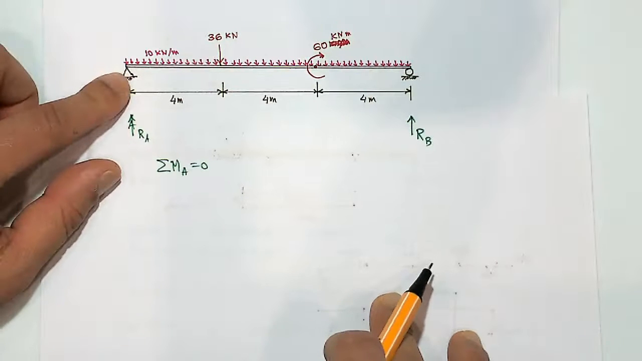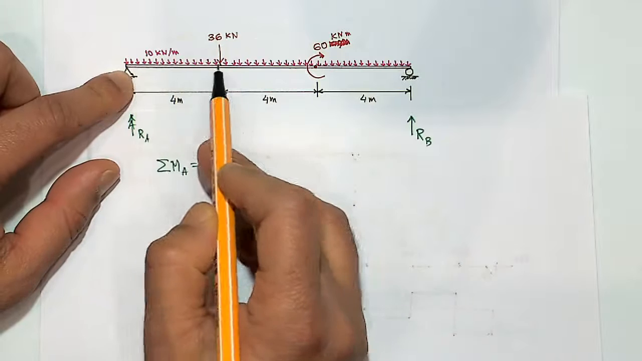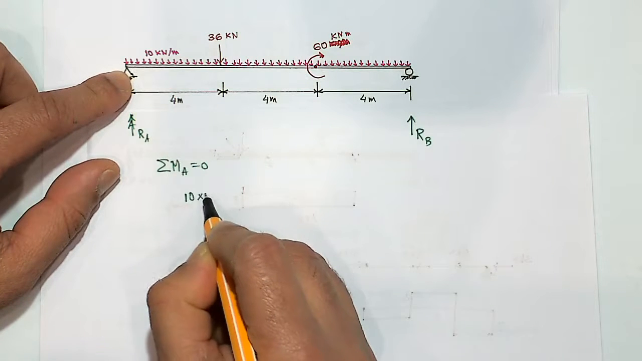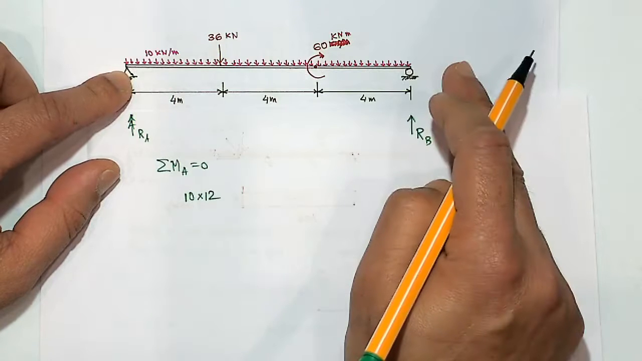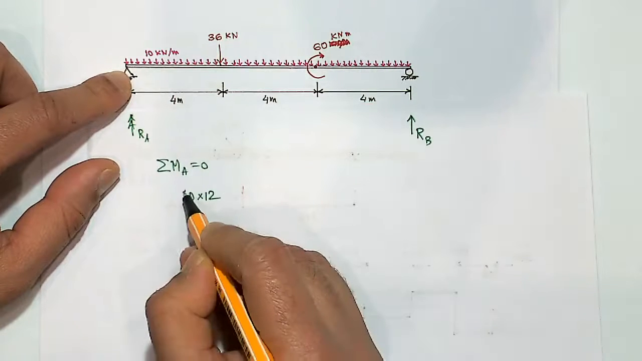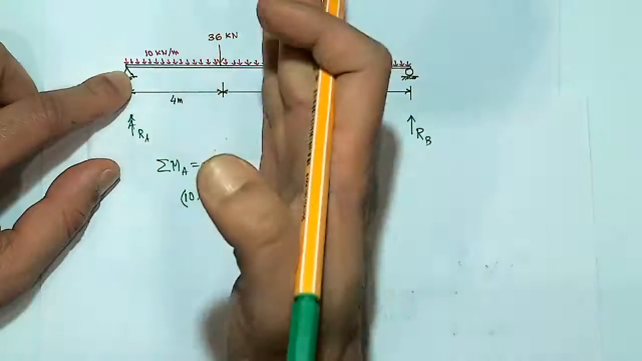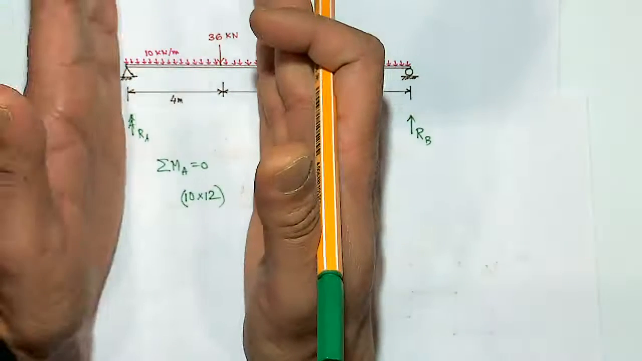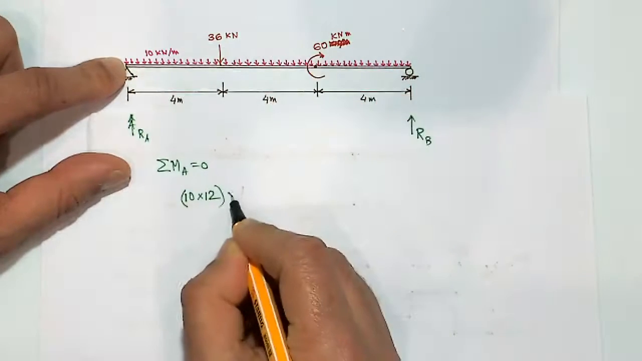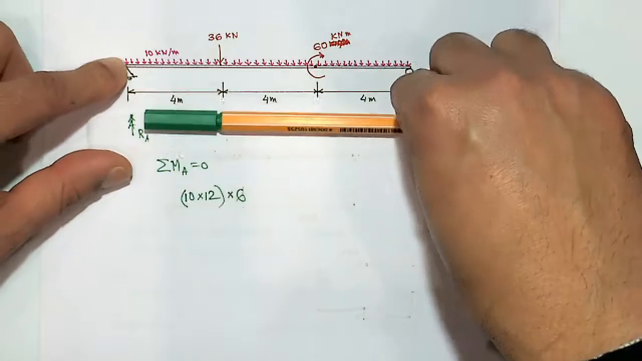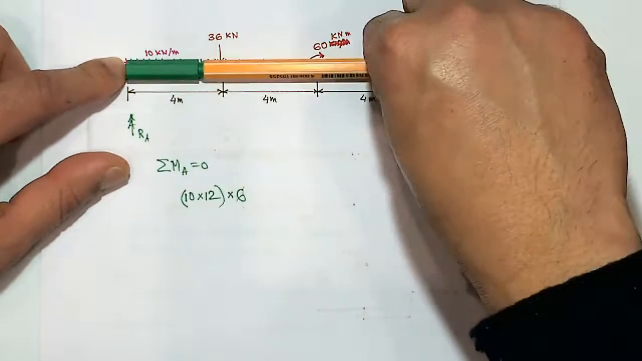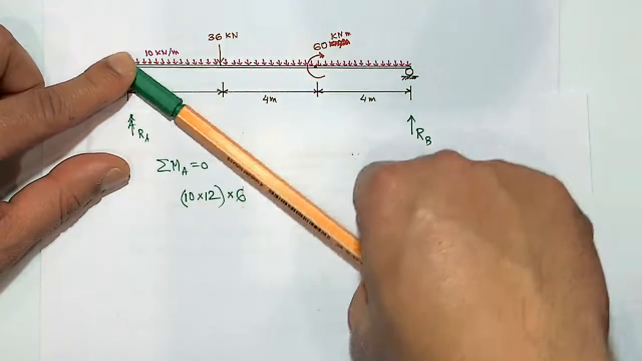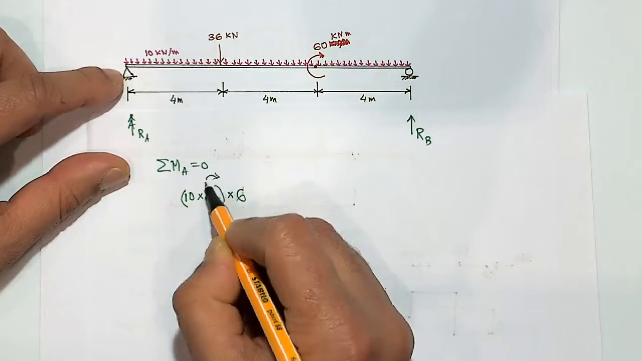So how many loads have you got? You have got a 10 kilonewton per meter load going through the whole beam. So how much load is that? 10 times 12. That's the total load for the UDL. And where does it act? It will act at the center of that load train. The center of the load train is 6 meter from the left hand side. That's where you are taking moment. Is it going to be a clockwise or anti-clockwise moment about point A? Think about it. This is your pivot, and this load will make it rotate clockwise. So I'll put a positive sign.